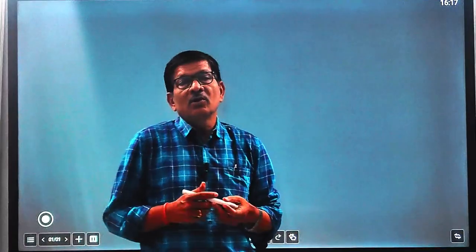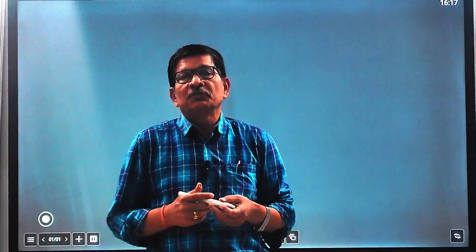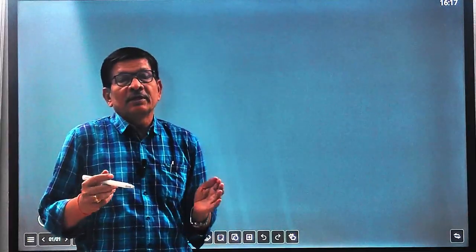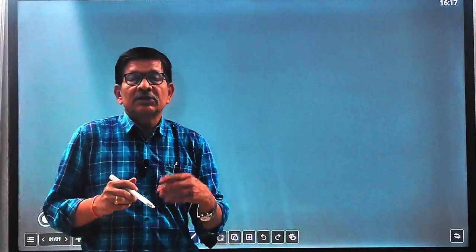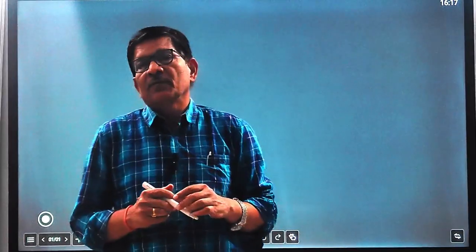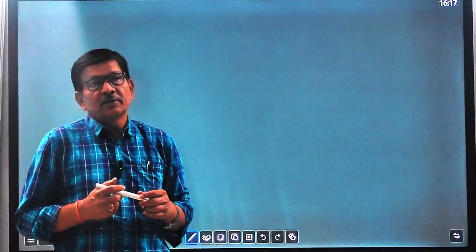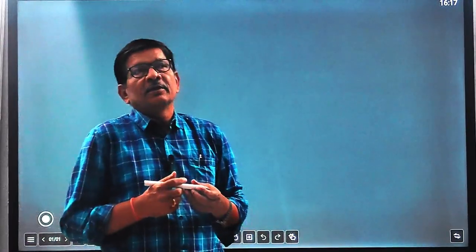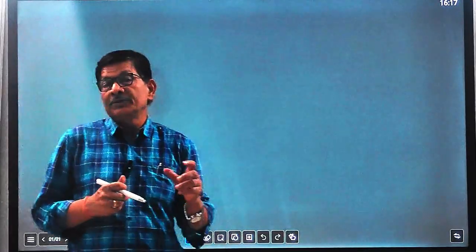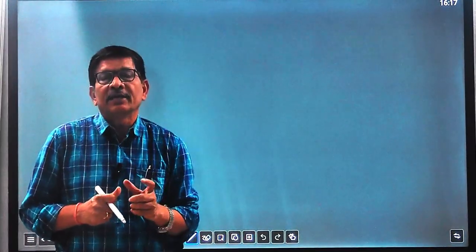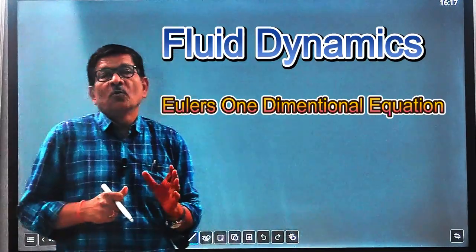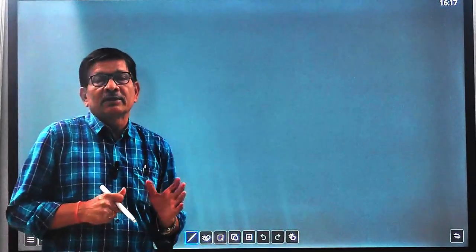Yesterday we discussed velocity potential, stream function and its physical significance, and how velocity potential relates with the stream function. Two or three topics remain from kinematics of fluid: rotational motion, vorticity and circulation. Today we have started dynamics of fluid, and the Bernoulli equation, Euler's one-dimensional equation for the fluid.